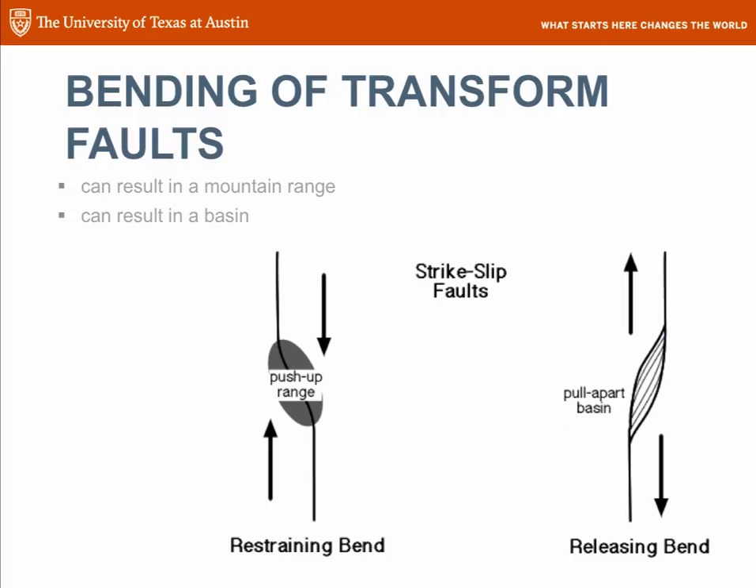Now, transform faults are not always perfectly straight. In fact, most of the time they're not. And where they bend, a couple of interesting things can happen. If you look at the left diagram here at the restraining bend, in this case they're showing you a motion which is right lateral. The opposite side of the fault is moving to the right. In this case, that means along the bend that pieces of land are pushing towards each other, and that's going to cause a mountain range to form. And on the other hand, if you have a bend in the opposite direction, then the bend will cause the two parts of the plate to pull apart from each other, and you can form a basin.